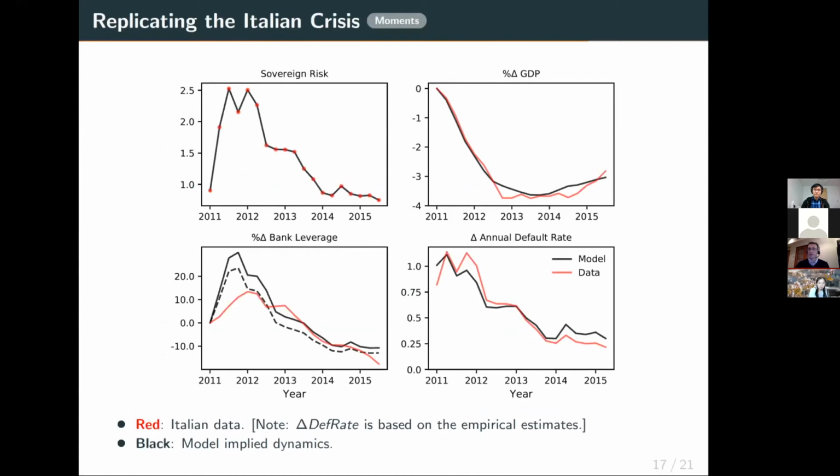First of all, let me show you that the model can replicate really nicely the Italian crisis. So what I do here is to fit the model with a sequence of sovereign risk that resembles the one that you observe in Italy. And the model does a good job in matching both the size of the crisis and also the persistence, as you can see here. It matches well the increase in banks' leverage and the posterior decline. And it also does a good job, and this is sort of targeted in the calibration, in matching this increase in corporate risk, or the increase in the default rate in the model.